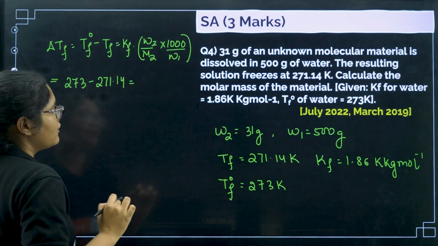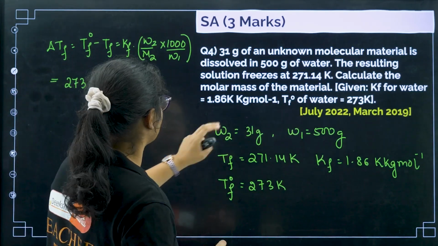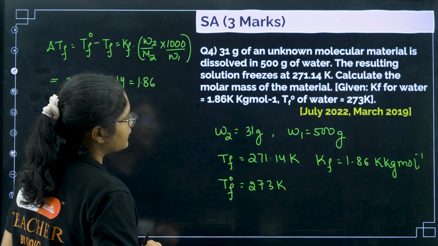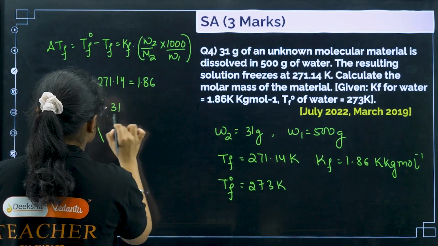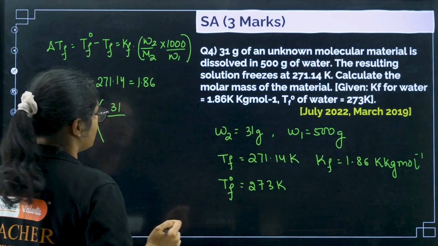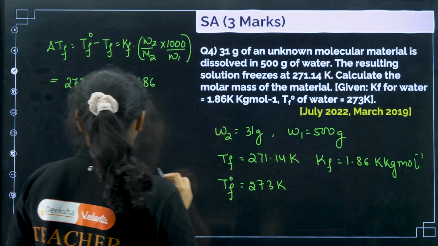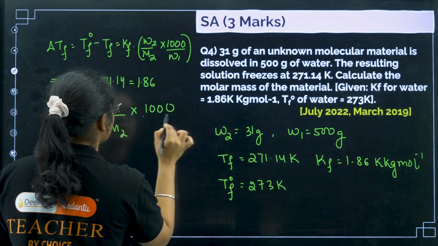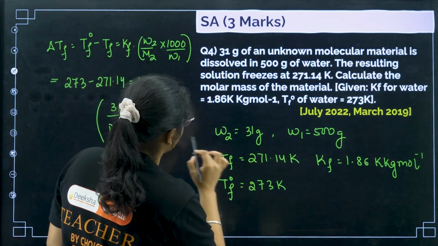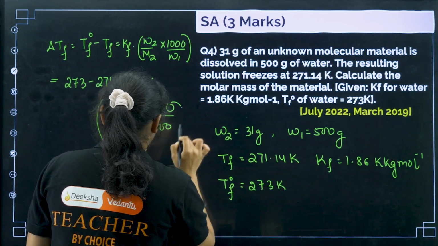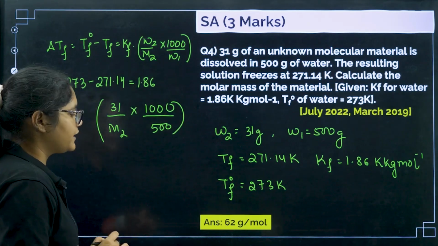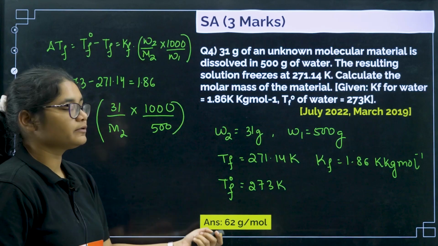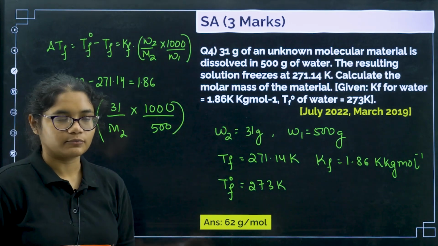Kf value is how much? 1.86. Molality, W2 is 31. Then I have M2, M2 I have to find out, into 1000 by W1 is 500. Fine, you have to solve this and calculate M2, you will be getting around 62 gram per mole. I want all of you to do this calculation on your own and check the answer.